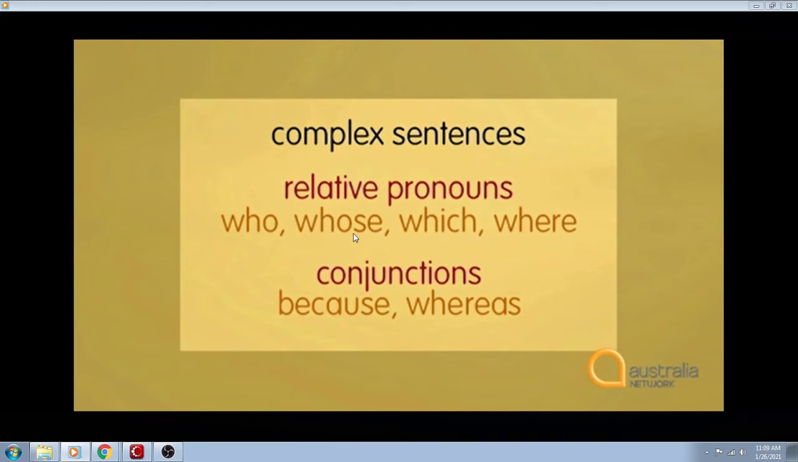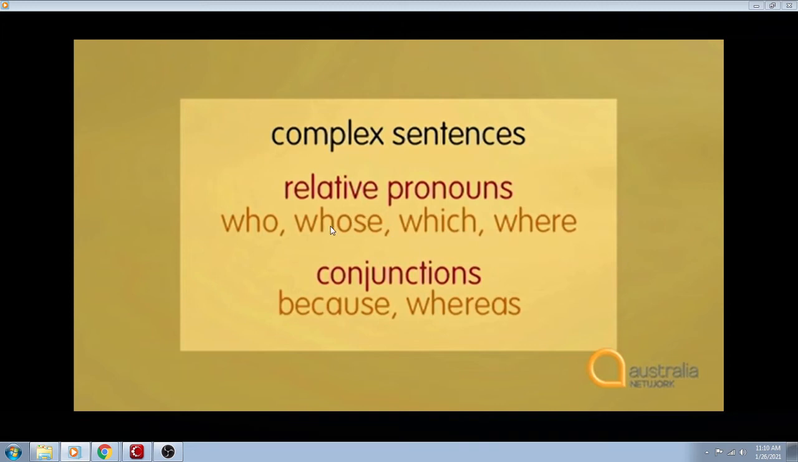This is the man whose wife I knew many years ago. So "this is the man" is an independent clause. It can be a sentence on its own, a simple sentence. "Whose wife I knew many years ago" is the dependent clause.